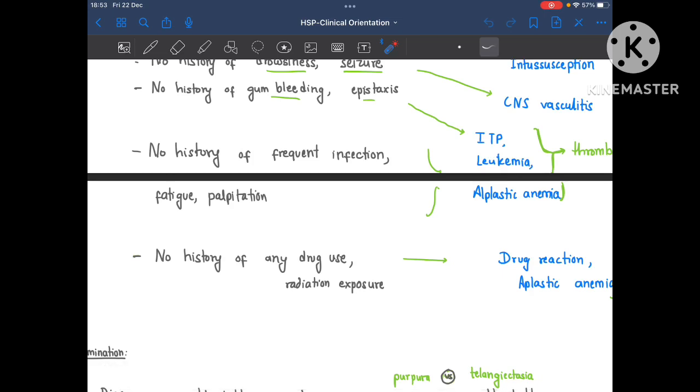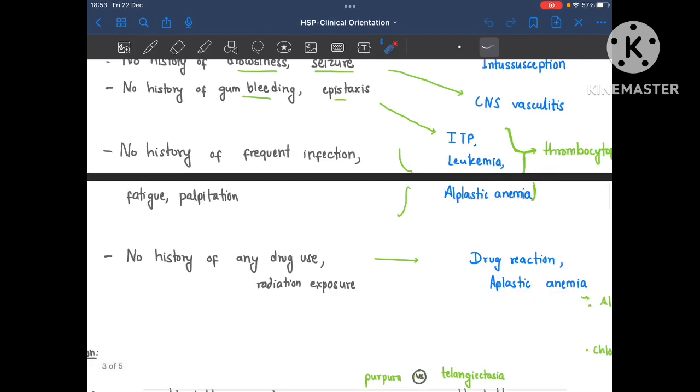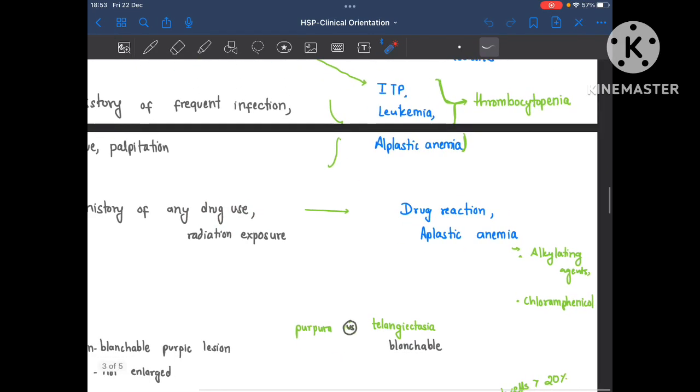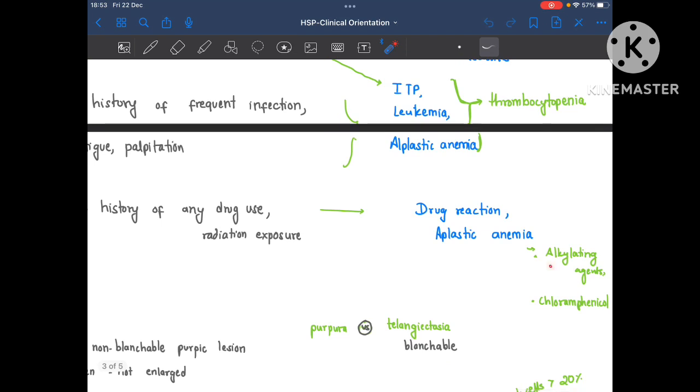Now any drug use and radiation exposure for our differential diagnosis of aplastic anemia, and also the drug use for drug reaction. Aplastic anemia is caused by drugs like alkylating agents, cytotoxic drugs in chemotherapy, and chloramphenicol is another common drug which we use in simple gastroenteritis. So it could be the other cause. If they are using these drugs for a long time, then the child may have bone marrow suppression.